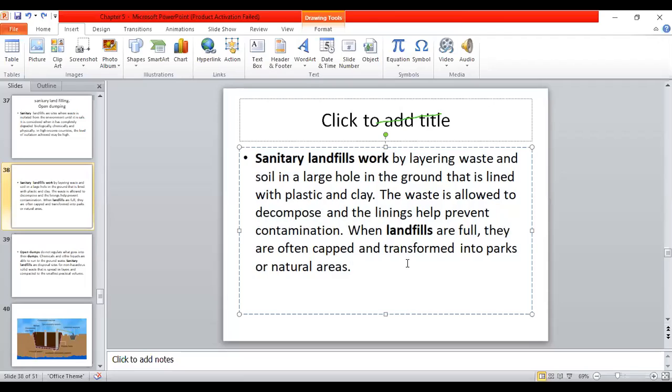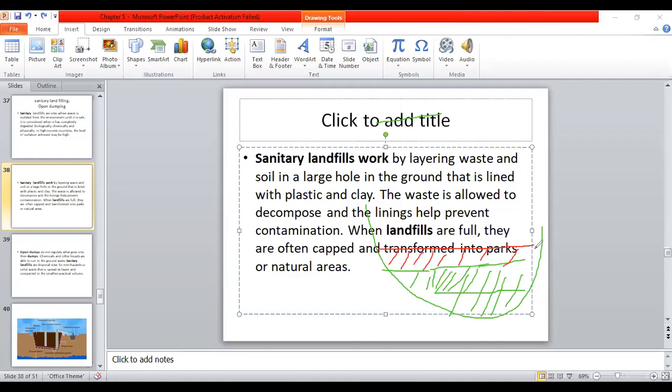Sanitary landfills work by layering waste. There will be alternate layers of solid waste and soil. The first layer will be the solid waste layer. So this is the pit you can see. This will be the first layer, and this will be the solid waste you can find here. And then the next layer will be the soil.